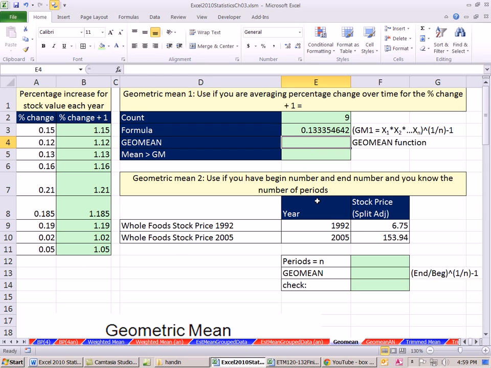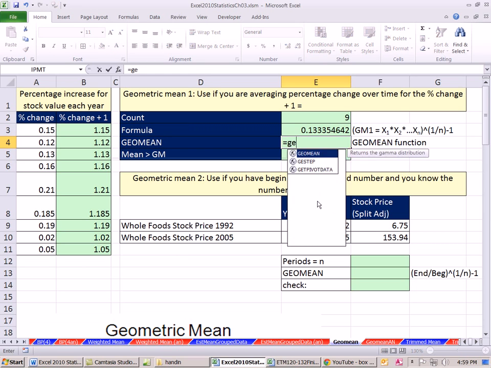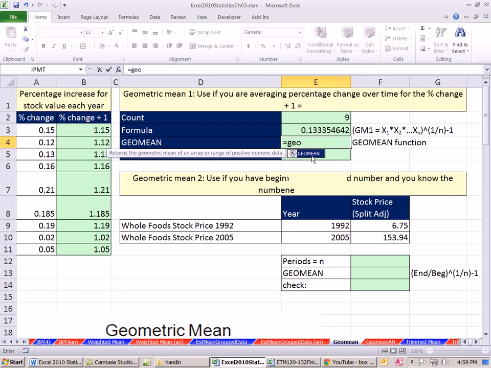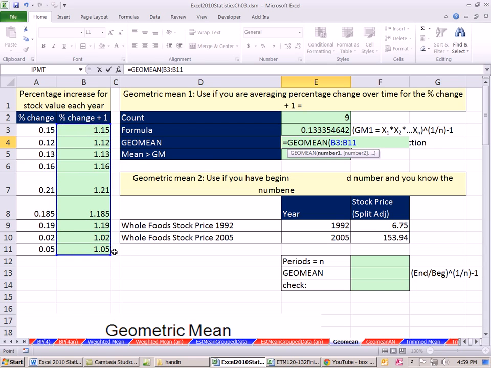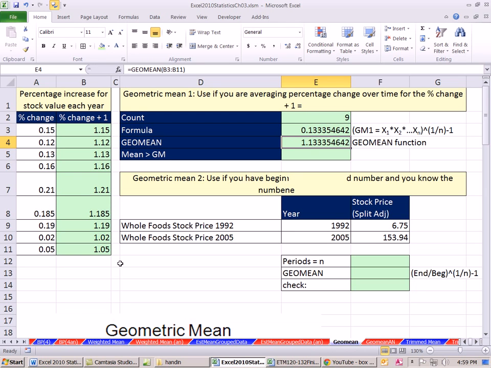All right, now let's learn about the GEOMEAN function. So there's a GEOMEAN function. Oh, you mean I didn't have to go through all that? Yeah, you didn't have to go through all that. But guess what? You still have to have your 1 plus the percentage change. Now, when I enter this, this will give me 1 plus the average compounding rate.